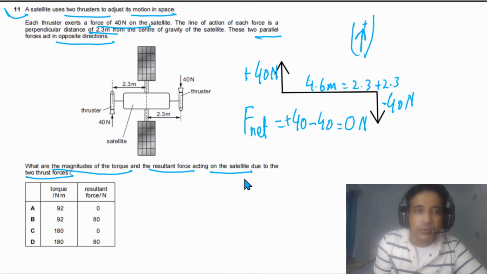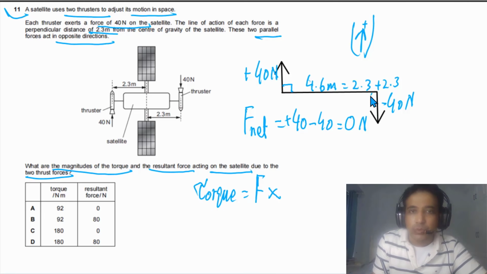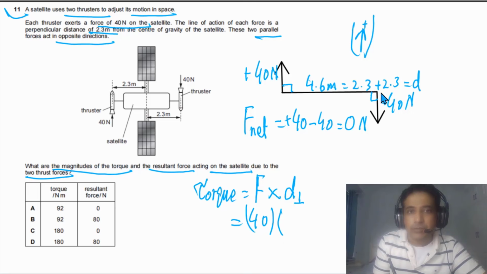The second thing we need to calculate is the torque of a couple. And torque of a couple, simply you need to understand, is equal to one force times the distance between the two forces, the perpendicular distance between two forces. And perpendicular distance in this case we can simply say is equal to d. So let's label this one, this is d, and d is the perpendicular distance. In this case, magnitude of one force we have, that is equal to 40, and we have the perpendicular distance between these two forces, that is equal to 4.6 meters.